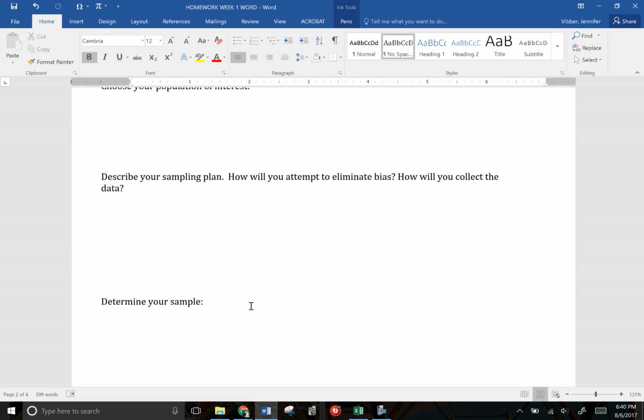How will I eliminate bias? How will I collect the data? So how will I eliminate bias? I'm going to only sample every other room. I'm not saying, oh, I'm going to just ask the girls because girls are cuter, or I'm only going to ask patients of a certain race, or things like that.